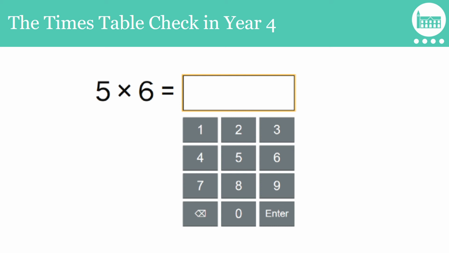So when they do the times table check in June 2021 on the computer, they will be presented with a screen like this. So as you can see here, we have the question 5 multiplied by 6, and there is also a number pad below. Children, if they're using the computer, will use the number pad on the keyboard of the computer, and they'll type in within 6 seconds the answer 30 and then press enter.